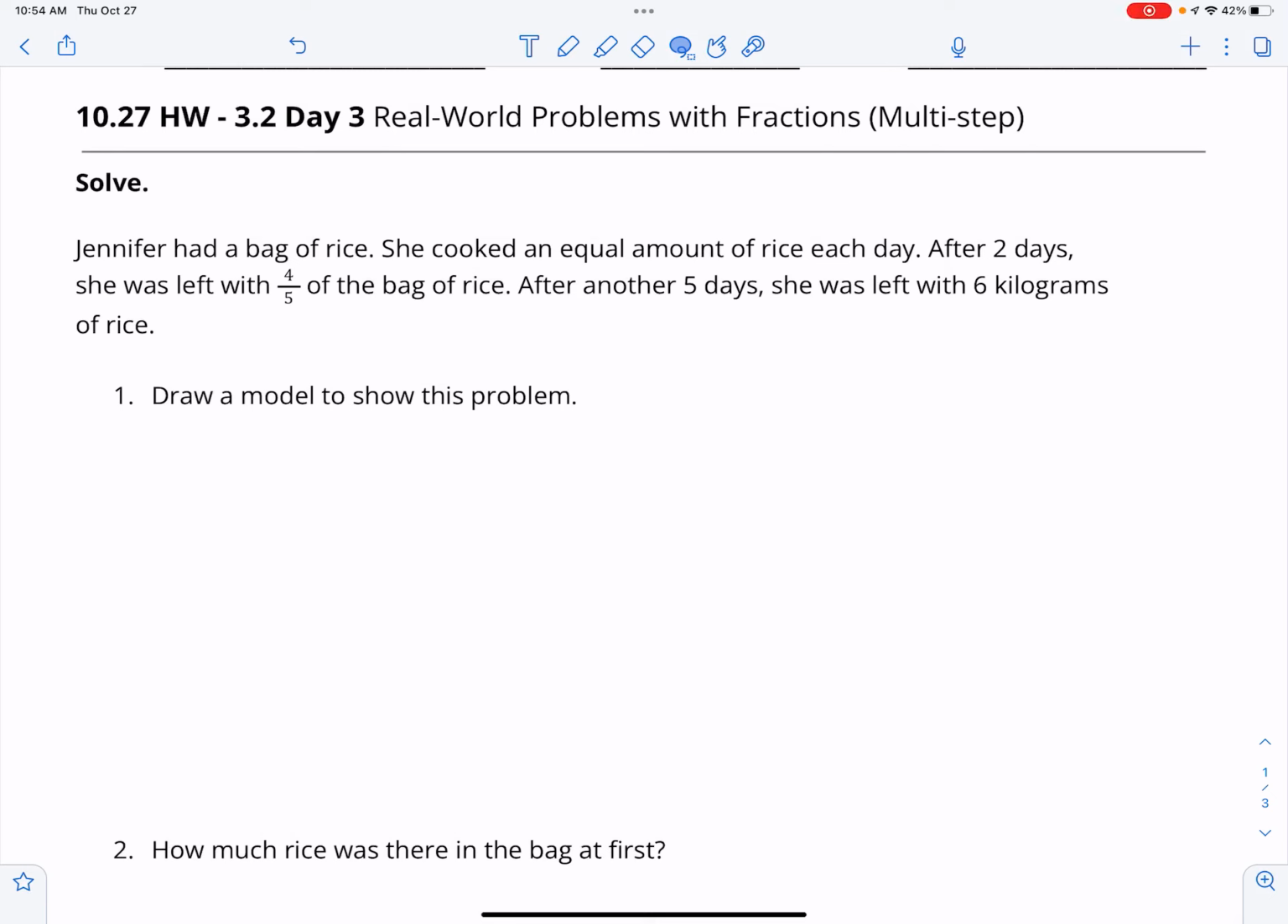Next in our list of skills is looking at how to solve multi-step real-world problems. So these are ones where you have to do a little bit of thinking, or solve for one piece of information in order to get to your final answer.